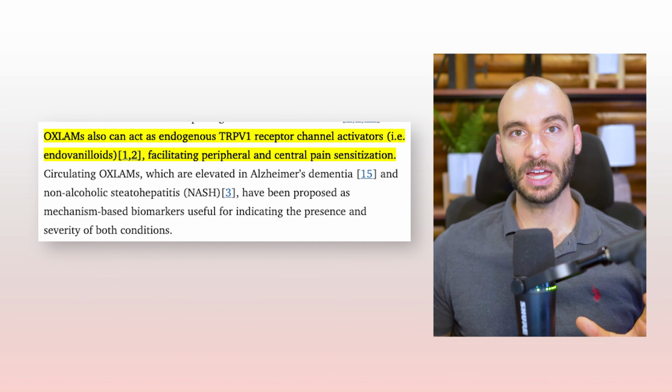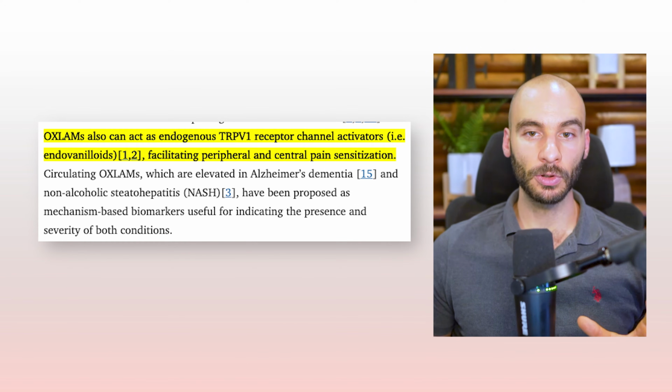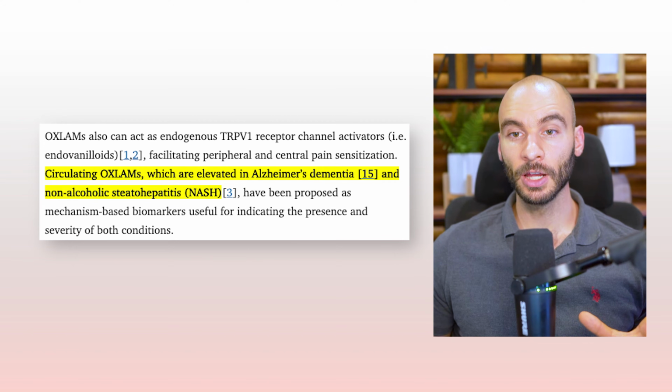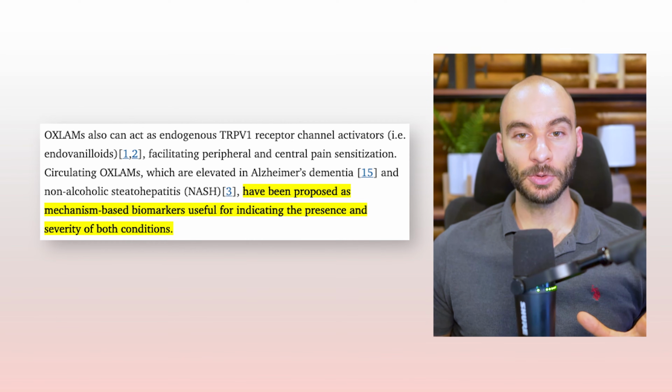Oxidized linoleic acid metabolites also can act as endogenous TRPV1 receptor channel activators, facilitating peripheral and central pain sensitization. So they are involved in increasing the sensitivity to pain. Then you see here circulating oxidized linoleic acid metabolites, which are elevated in Alzheimer's, dementia, and non-alcoholic steatohepatitis, which is essentially fatty liver disease, have been proposed as a mechanism-based biomarker useful for indicating the presence and severity of both conditions.